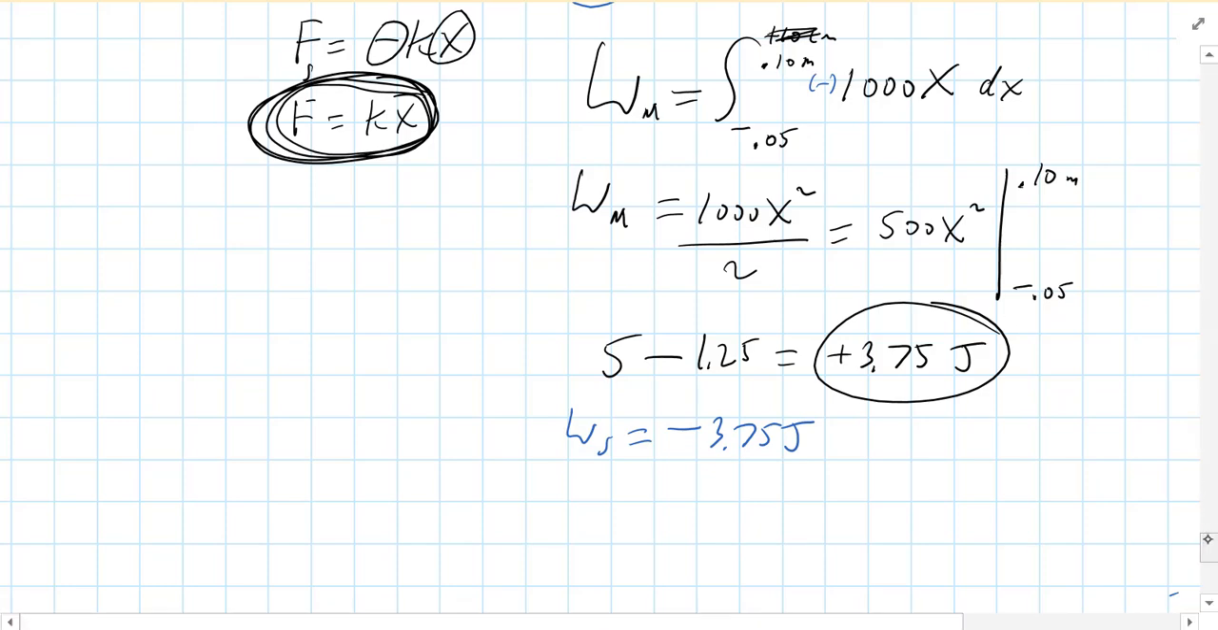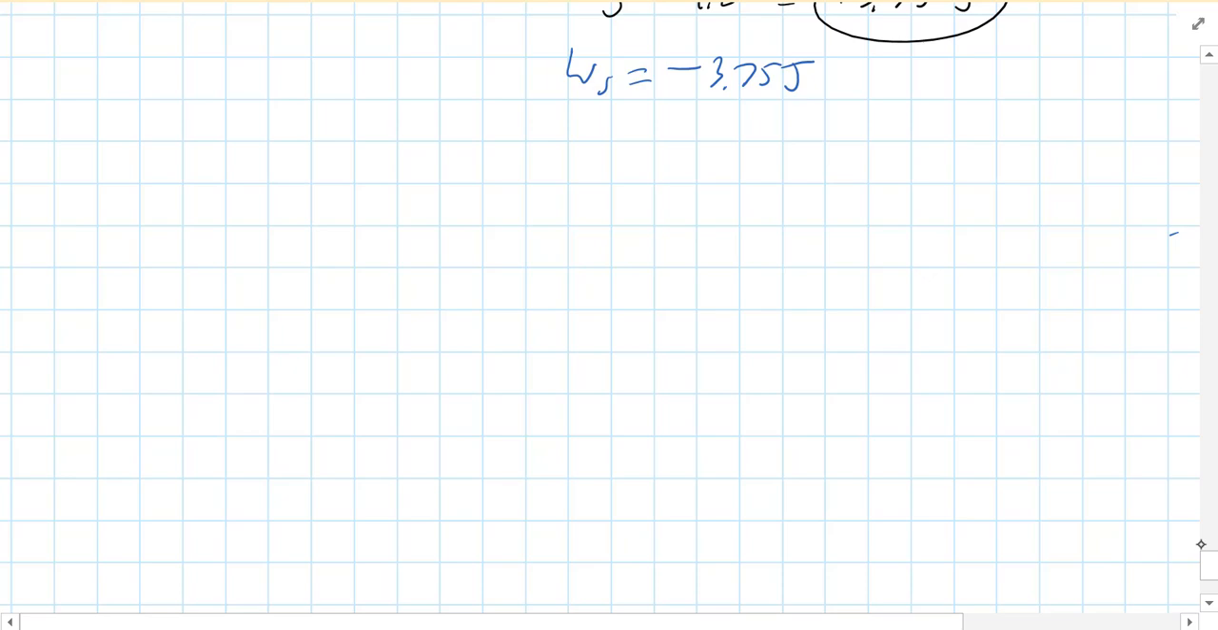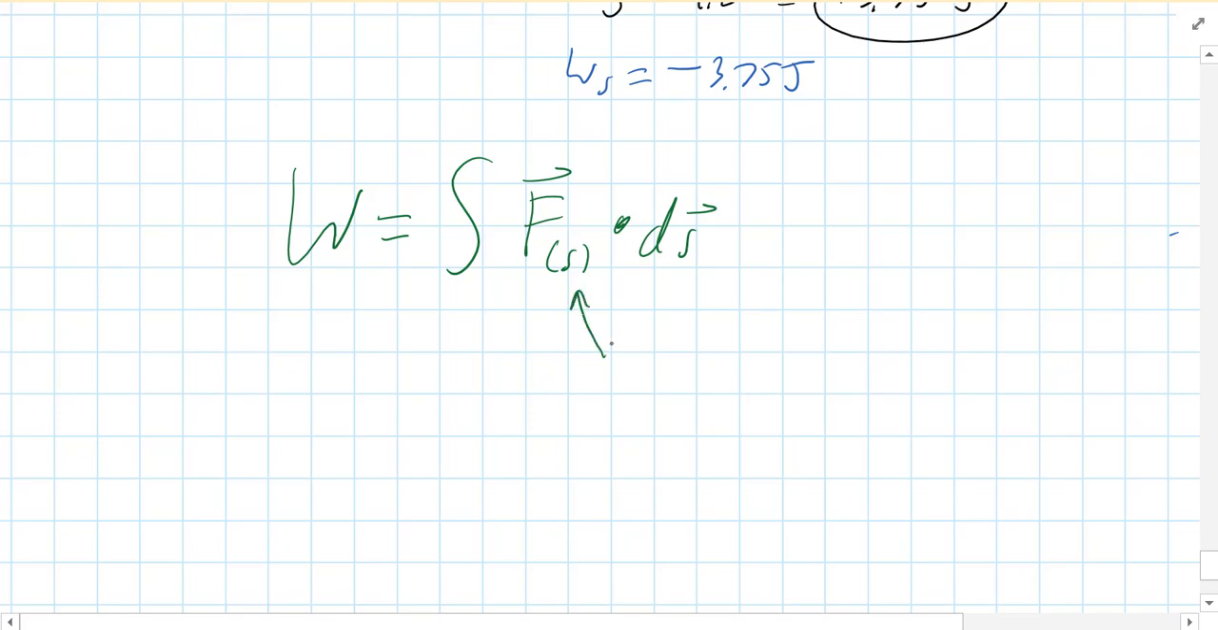Now, one last very important note. I'm going to pause here for emphasis. Very important note: work is the integral of force as some function of distance or displacement, dot ds. These have to be some kind of position, usually measured in meters. They have to be position.